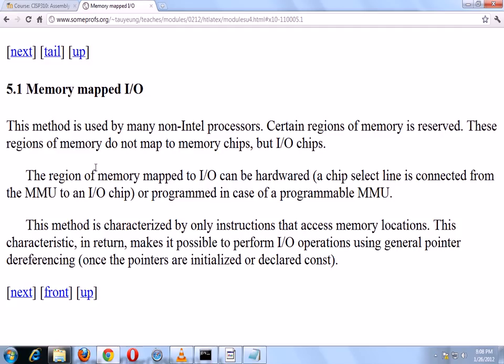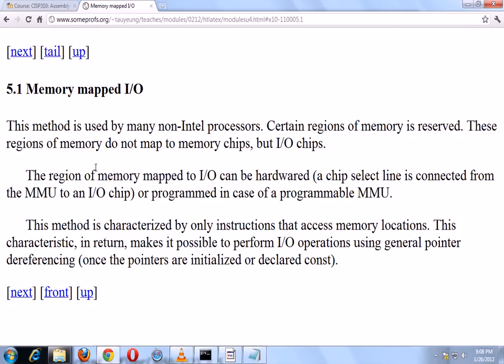This is kind of interesting, and it is not used by Intel processors. Memory mapped I/O basically says within the entire memory space, I will reserve certain parts of the memory space so that those locations, when I write to location 516, I'm not actually changing the location of a RAM module. Instead, I'm actually talking to, let's say, the network card.